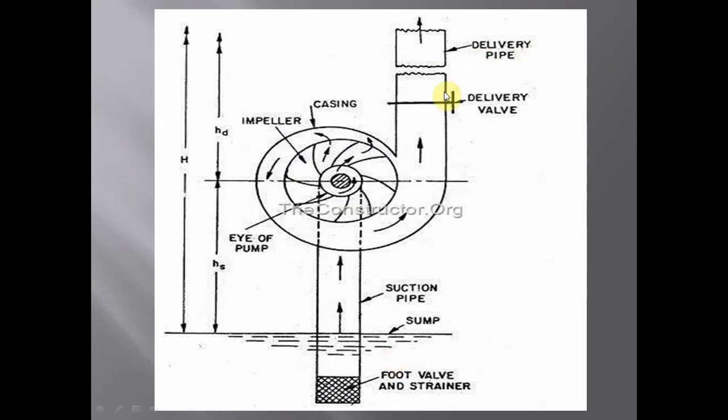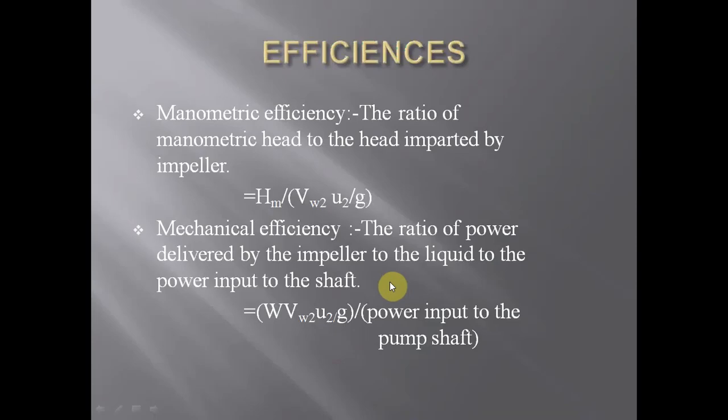Next, in the diagram: the delivery pipe, then delivery valve, then casing, impeller, then this is the total head, then Hd, Hs, eye of pump, suction pipe, sump, and this is the foot valve or strainer. Through this, water will be entering, and it is rotating through the vanes of the impeller, and this is the casing. After rotating, it will be passing through the delivery valve.